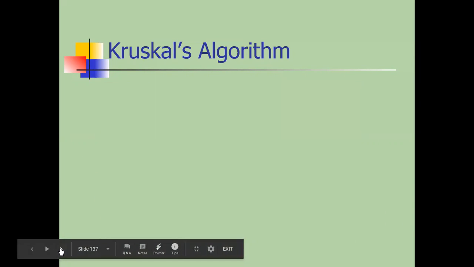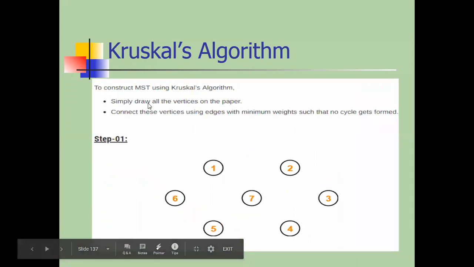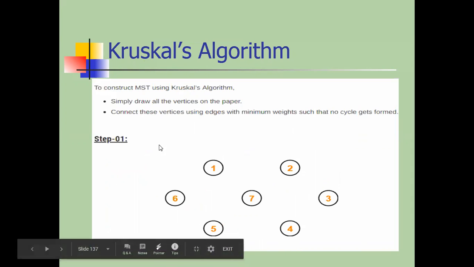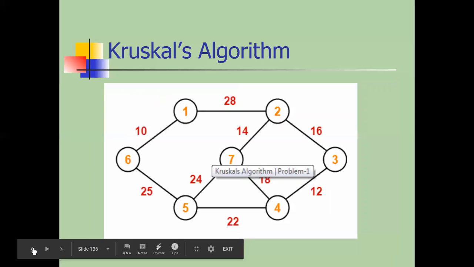Okay, so now we'll focus on this example. We need to construct the minimum spanning tree using Kruskal algorithm. Simply draw all the vertices on a paper. Connect these vertices using edges with minimum weight such that no cycle gets formed. So all the vertices we have drawn here.